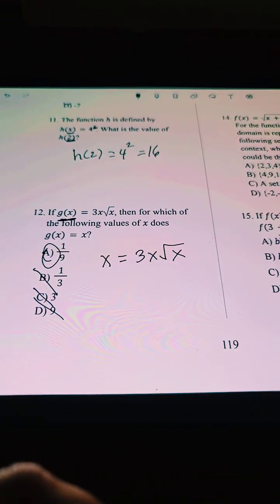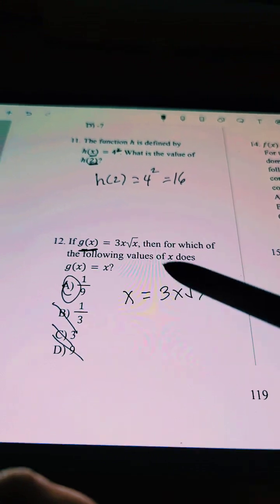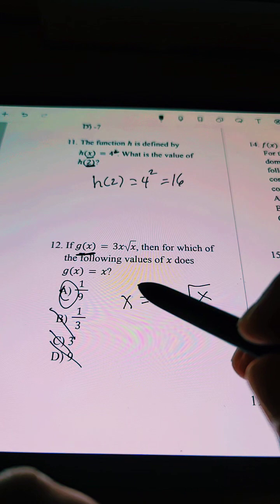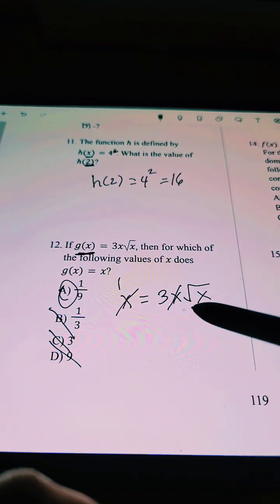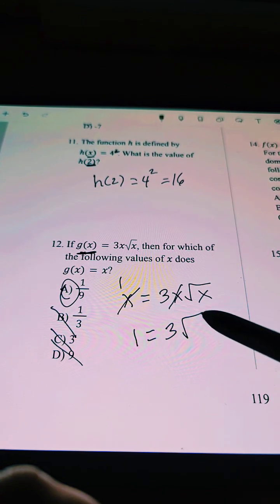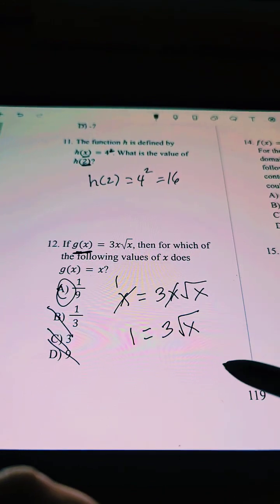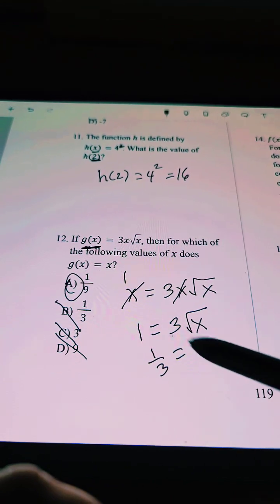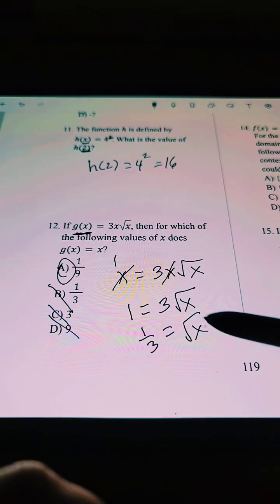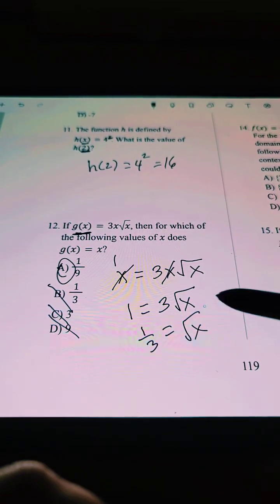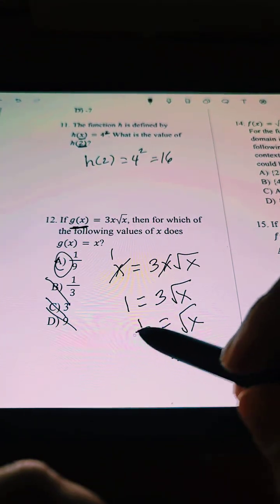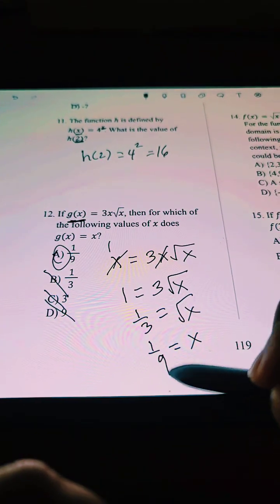Now, if you wanted to solve it without the plug-in method, you could say, okay, I'm going to divide by x on each side, so then this cancels out to 1, and this just cancels out again to 1, but then it's just 3 root x left over. So you could say, oh, I have 1 is equal to 3 root x. Then you divide by 3 on each side to get root x is equal to 1/3. Then you have to square each side to get x by itself, because the opposite of square rooting is squaring. So then when you do that, you get x is equal to 1/3 squared, which is just 1/9.